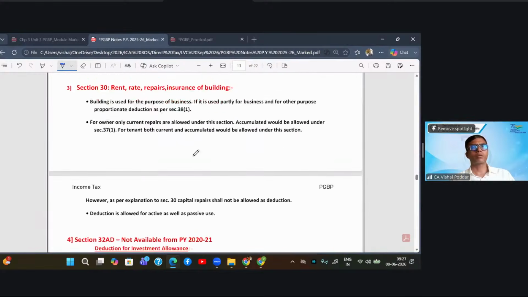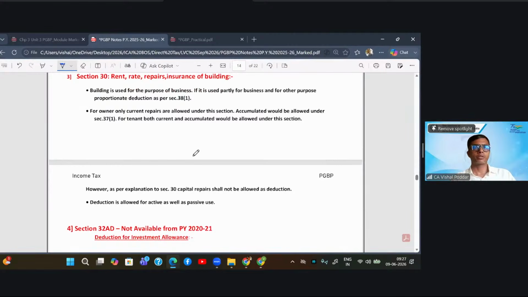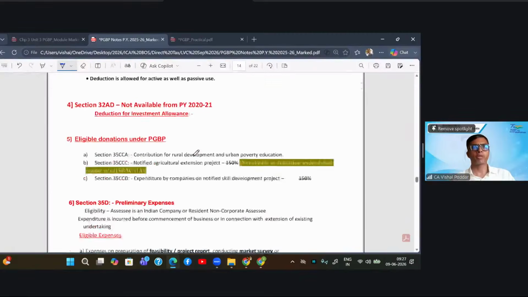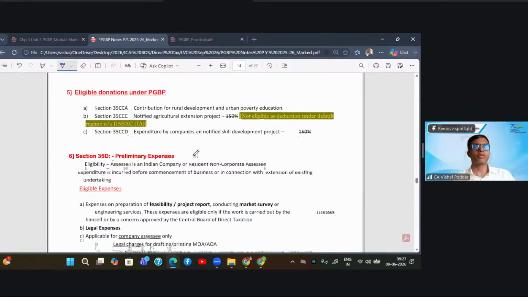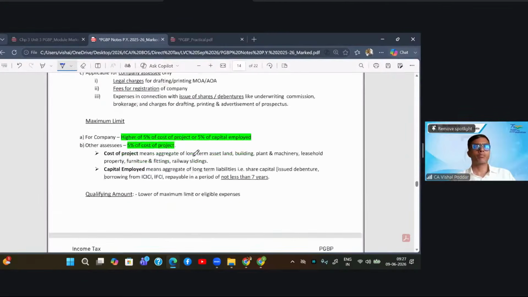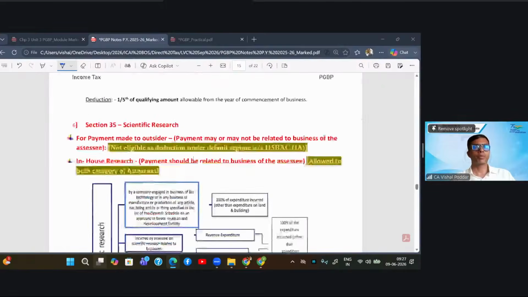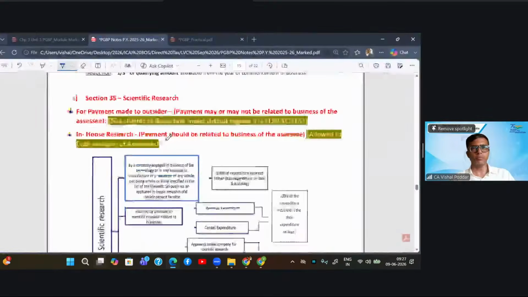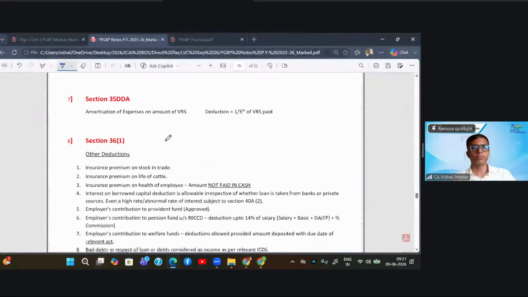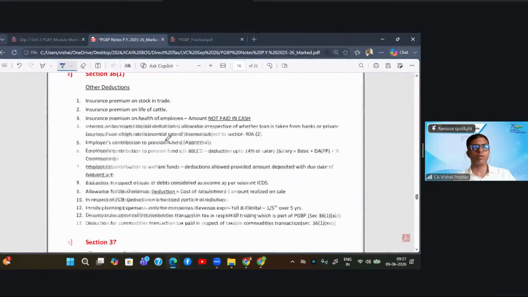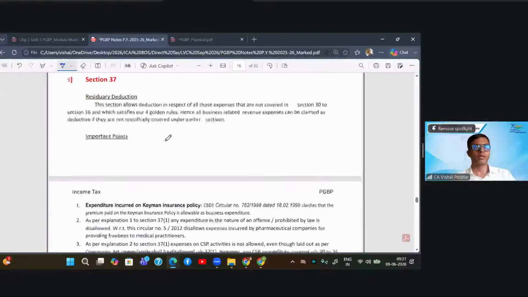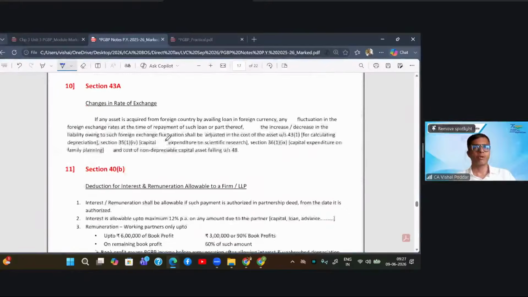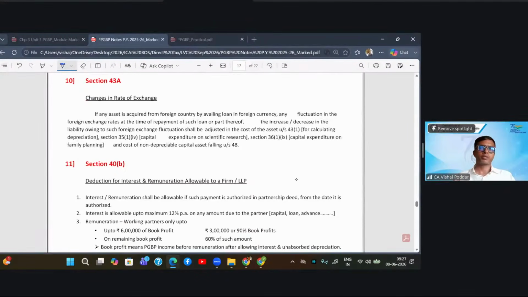Then there are other sections. Now, if you remember in the previous class, we studied all of these sections from our module. Let me take to what we have not studied. So we studied all these things. We saw the entire 36, 37, everything, if you recall. Now we go to some remaining sections.